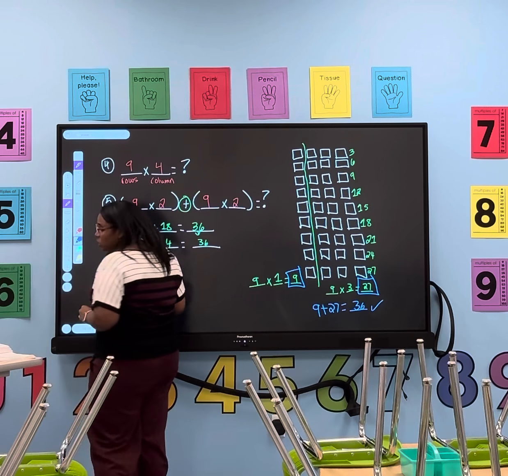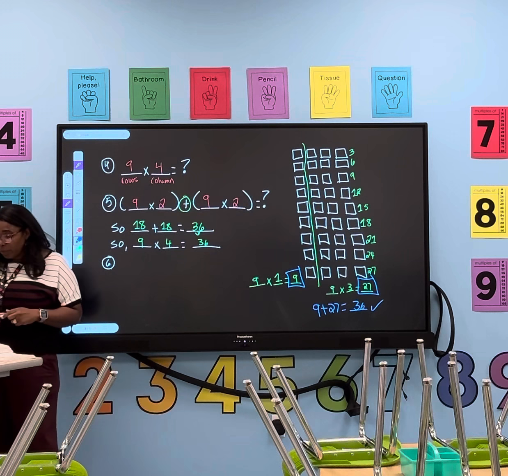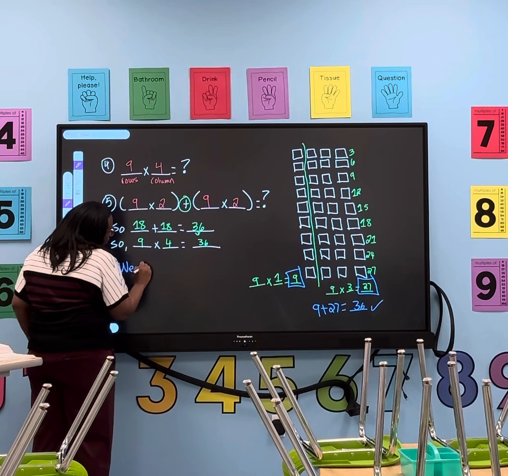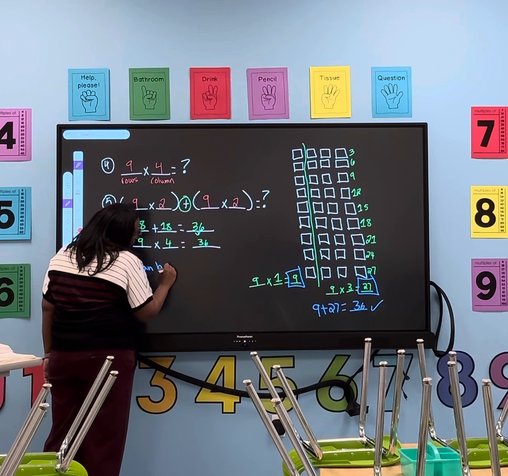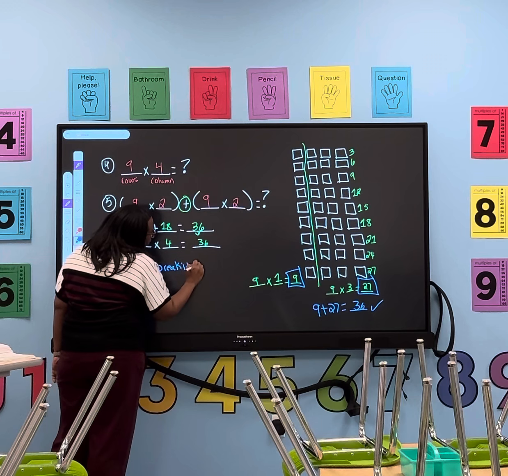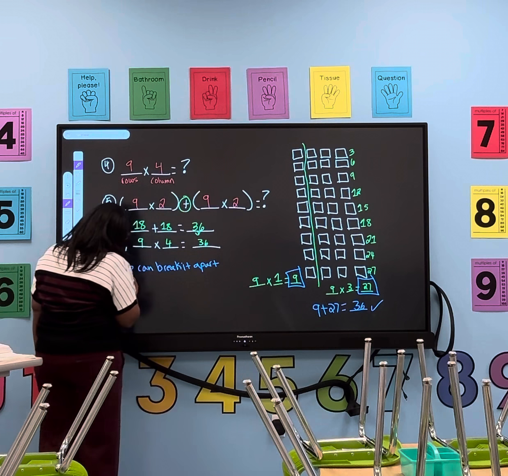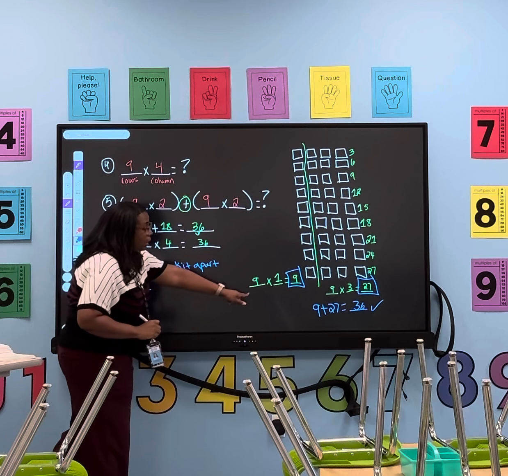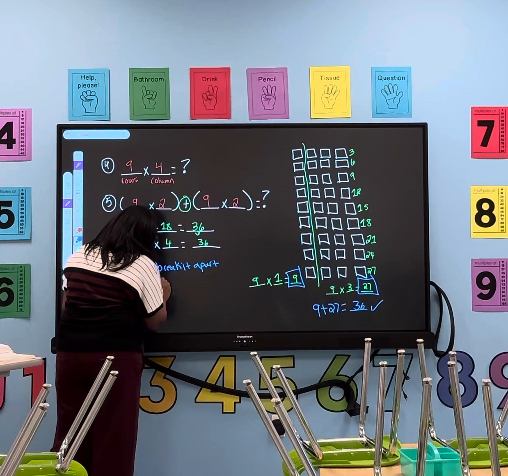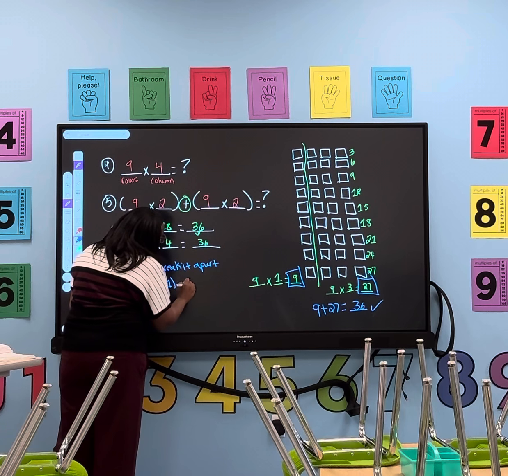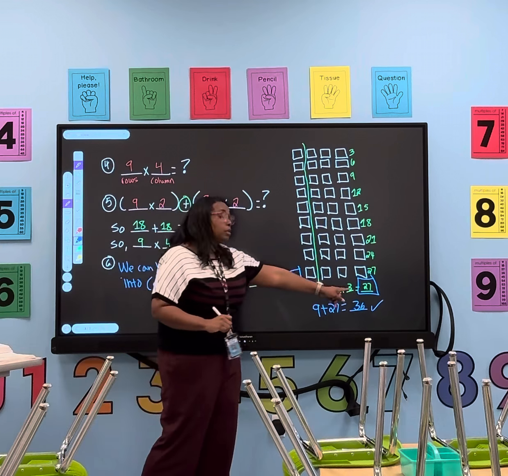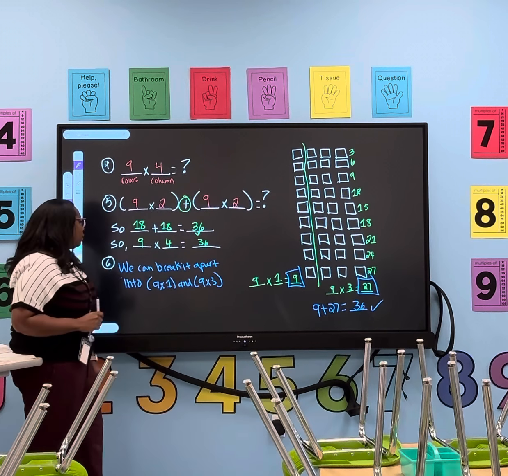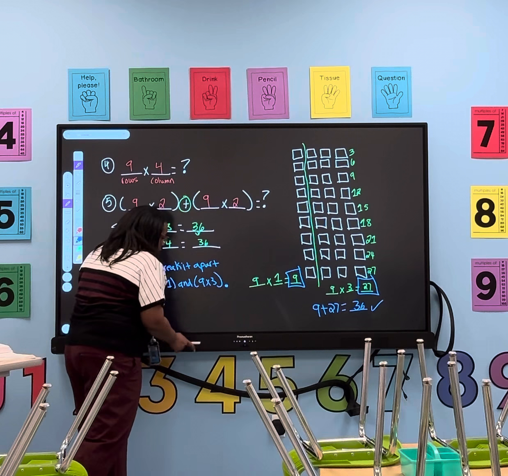So let's go back to the question. It says, describe another way you can break it apart. Well, you can say we can break it apart into, the first equation was 9 times 1, and the second equation was 9 times 3. So we can break it apart into that, and then we would get the same total.